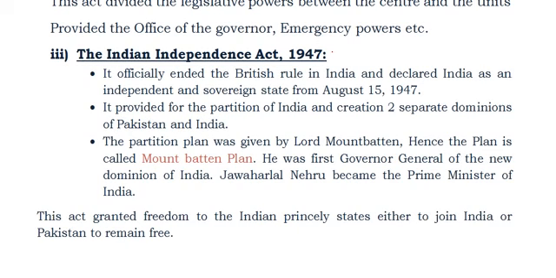And one more important thing we need to remember here is that the partition plan was given by Lord Mountbatten, and hence this plan is called the Mountbatten plan. This is one more question asked in SSC CGL, friends. Once India got independence, he became the first Governor General for the new dominion of India. It's clearly India only, not including any Pakistan states. And Jawaharlal Nehru became the first Prime Minister of India.